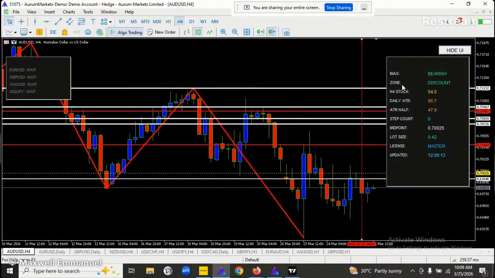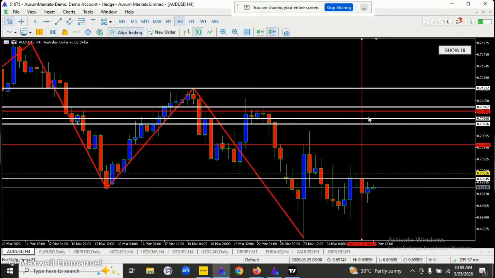So long-term Australian dollar USD is bearish, but as you can see, price is at a discount area. So we'd expect price to reverse back to our entry levels, this zone. This is where we'll be considering looking for sells on Australian dollar USD. I hope you're following. This is where we'll be looking for opportunity to sell Australian dollar USD.